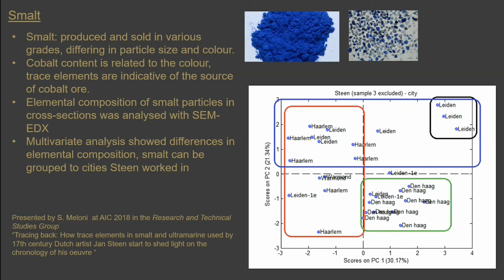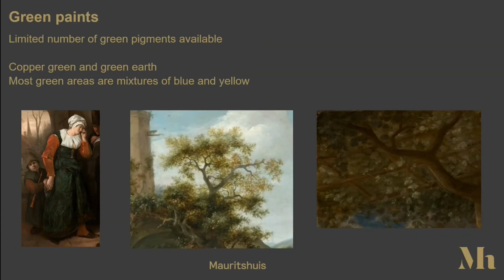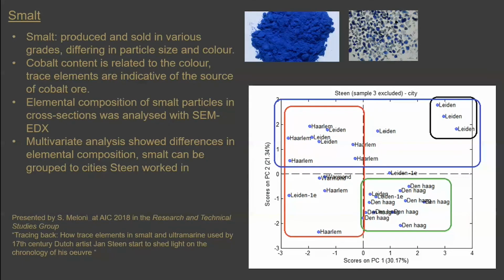By quantifying the amount of trace elements present in the smalt samples and performing multivariate data analysis on this resulting data set, we were able to distinguish batches of smalt and link them to the city Steen worked in. The results of this study were presented at AIC 3 years ago, and these results will be published elsewhere.